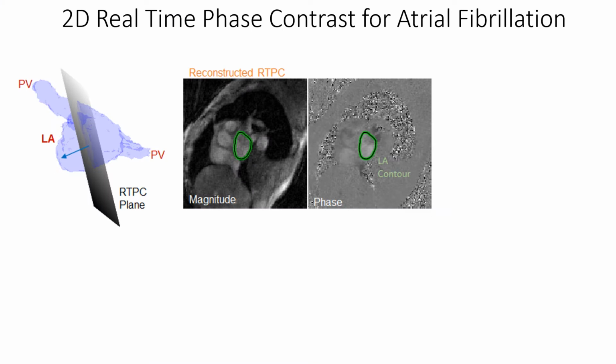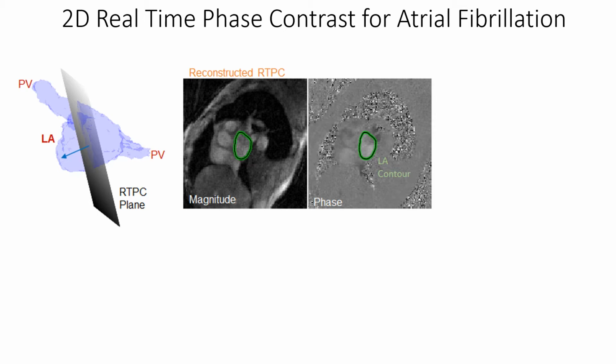Altered left atrial blood flow hemodynamics in atrial fibrillation patients has been implicated in atrial thrombus formation, which is a precursor to embolism and ischemic stroke. Real-time phase contrast may be best to measure this. Our group has been using real-time phase contrast MRI in AF patients by acquiring a 2D oblique plane slice in the LA parallel to the mitral valve, as shown here.